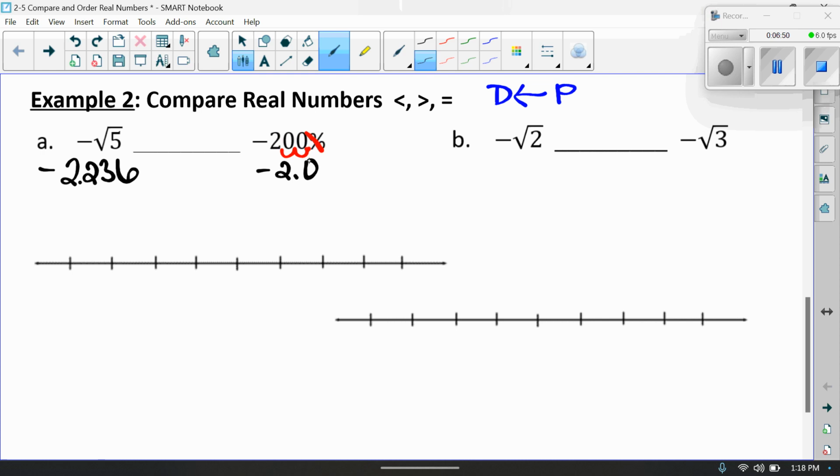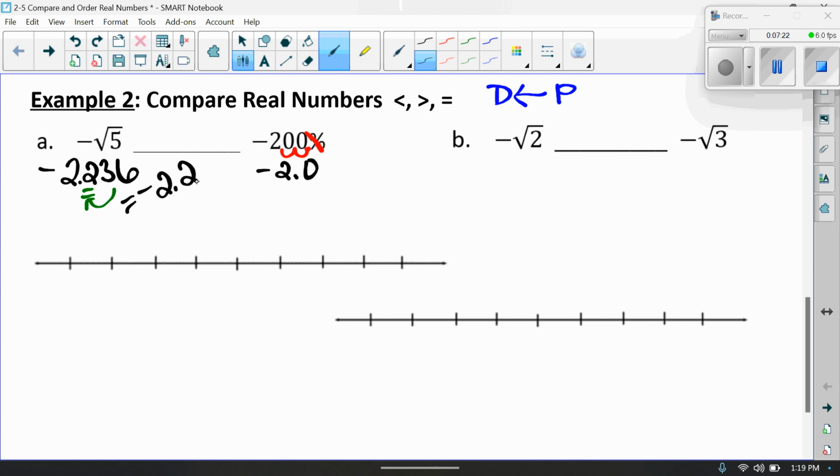okay? Because when I put it on the number line, I want to use tenths, right? So here, if I want to compare, then I want to change this one to tenths, right? So here, this is going to be what? 2.2. So this is going to be a negative 2.2. Is everybody clear? All right.